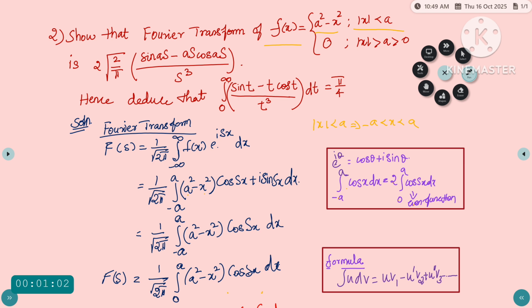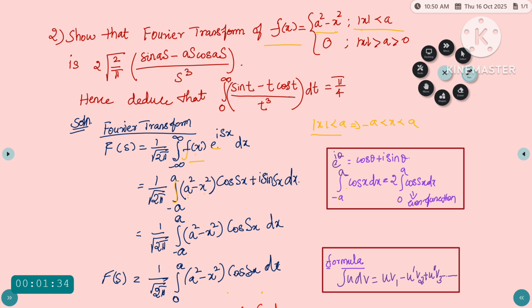What is the formula? F of s is equal to 1 by root 2 pi, integral minus infinity to plus infinity, f of x e power isx dx. Okay, here replace f of x by the given function a square minus x square under the limit of modulus x less than a. What is modulus x less than a? That means minus a to plus a. So we change the limit to integral minus a to plus a, and in place of f of x, a square minus x square.